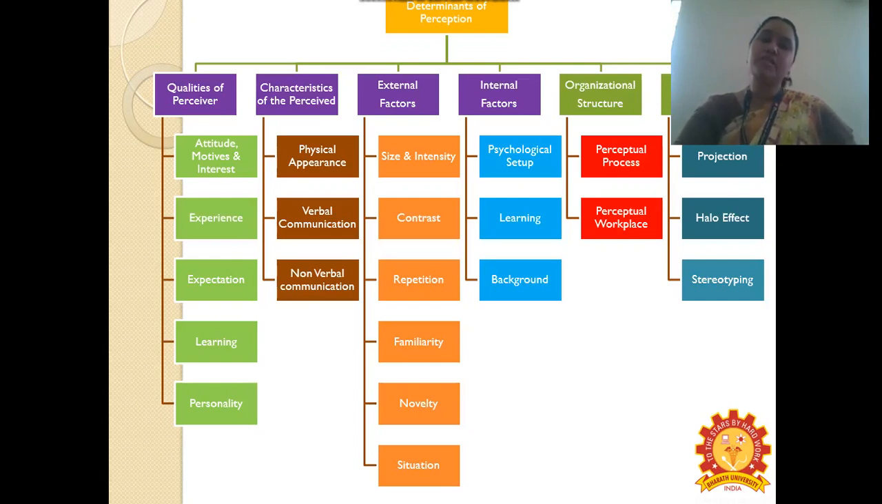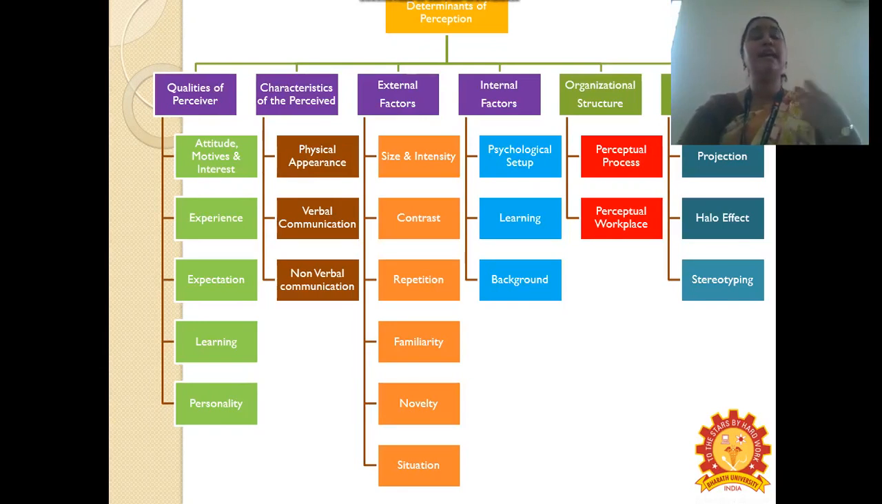Then motives. What are motives? How are motives going to influence perception? So we know that motives are the desires of an individual that induce him to do something. Motives of people will influence their response to stimuli.